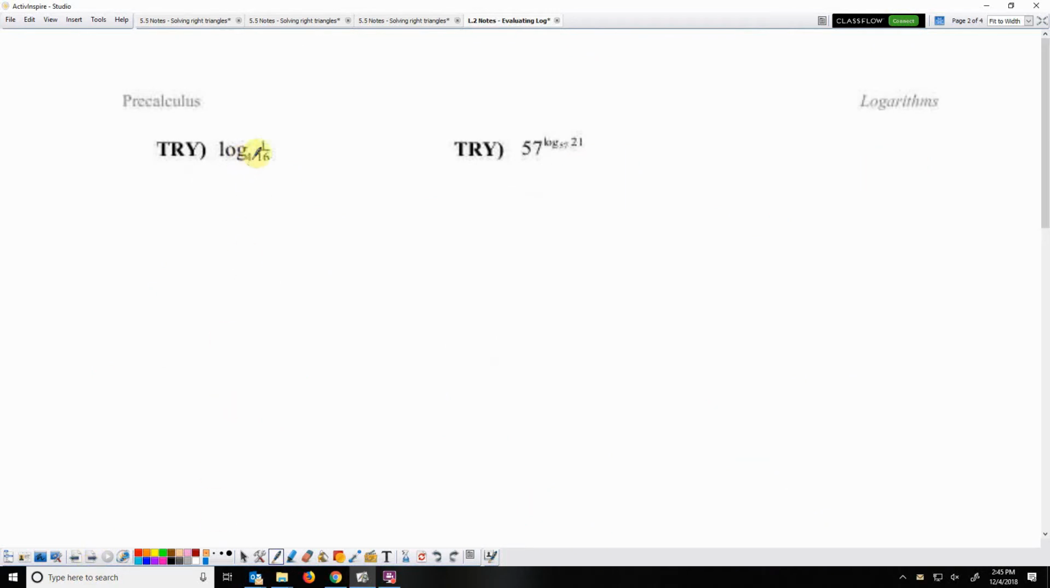So log base 4 of 1/16. So 4 to what power makes 1/16? Well, 4 to the 2nd power makes 16. So 4 to the negative 2nd power makes 1/16. And 57 raised to whatever power raises 57 to make 21. The answer is going to be 21. But let's set that equal to x and put it in log form. Log base 57 of x equals log base 57 of 21. Same base, same argument. x equals 21.